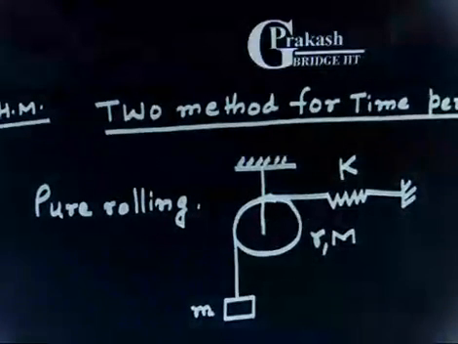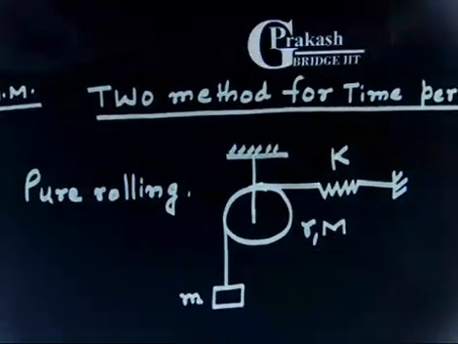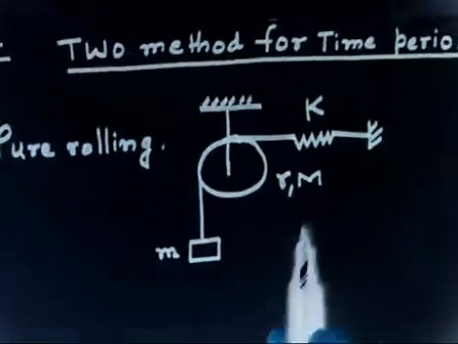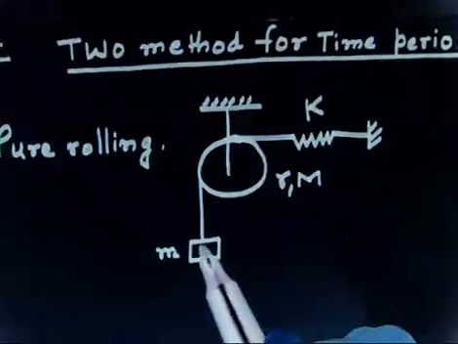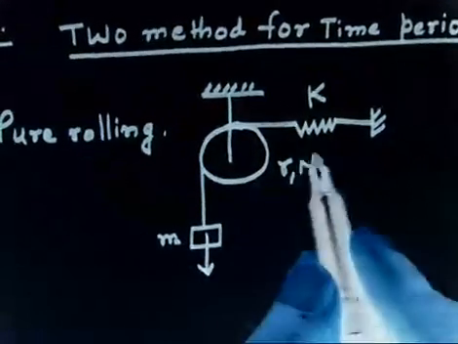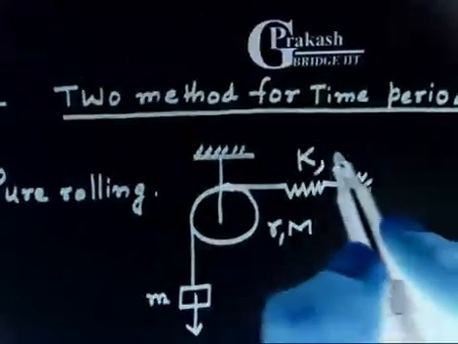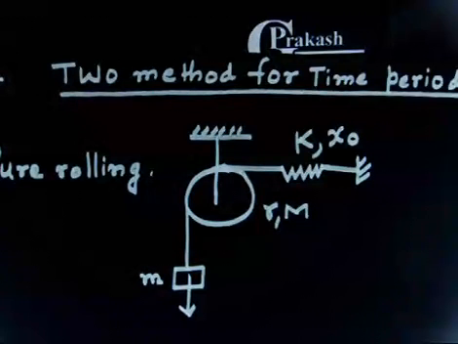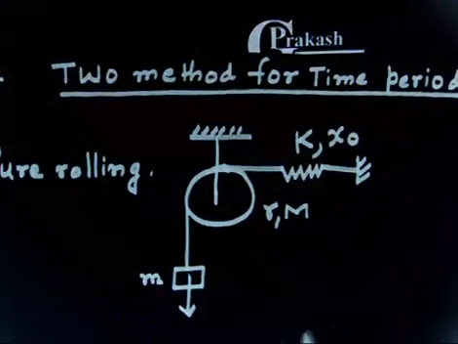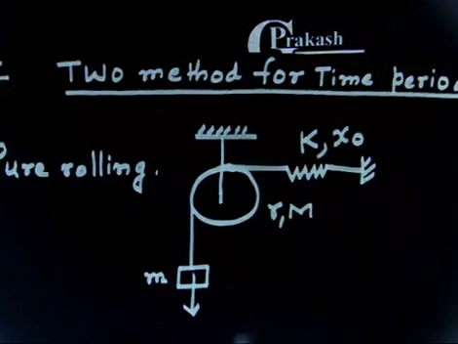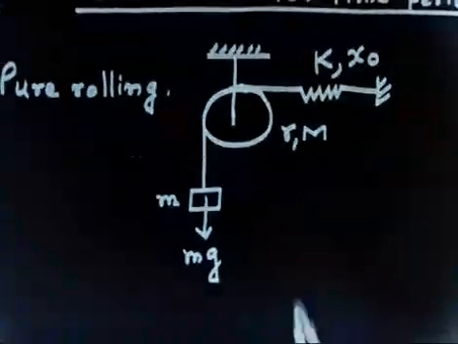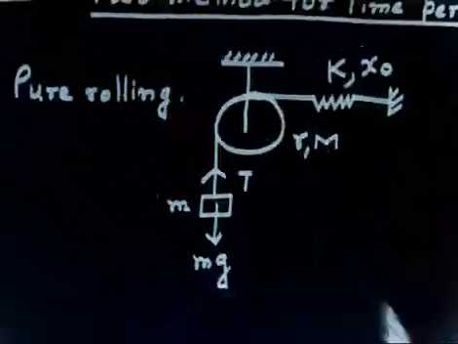Now what do we have to find? We have to find the time period, first using energy consideration. So let us say the equilibrium condition. Initially this spring will be stretched because this mass will pull this spring this side. So let us say this spring is just stretched by distance x naught. Are you getting? So if this spring is stretched by x naught, now there is a force acting in this direction, mg, and this force that is acting, T.